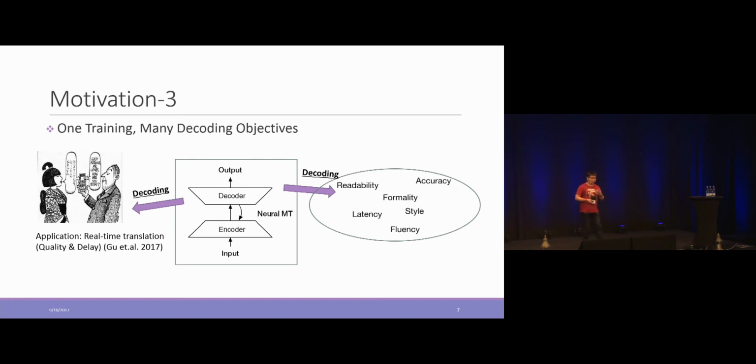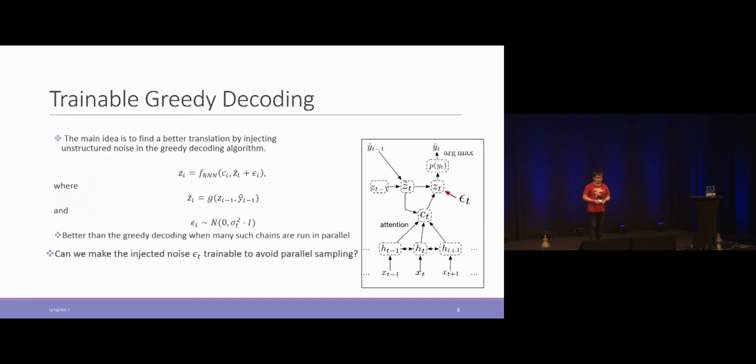For example, we can use a trained model applied on real-time translation. At that time, our target is not only the quality. We are focusing on both the quality and the translation delays. Then, in that case, should we always train a different model for different objectives? Maybe our choice is to have one model, but decoding in different ways. Then we come to the trainable greedy decoding.